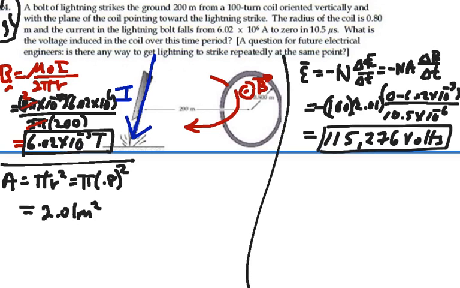More than 100,000 volts induced in that time period by this lightning strike. This represents maybe an untapped resource of energy that we possibly could use. 115,276 volts.